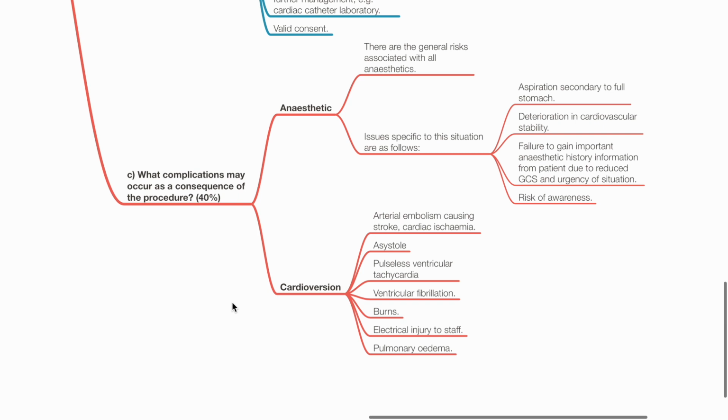Complications of cardioversion include arterial embolism causing stroke or cardiac ischemia, asystole, pulseless ventricular tachycardia, ventricular fibrillation, burns, electrical injury to staff, and pulmonary edema.